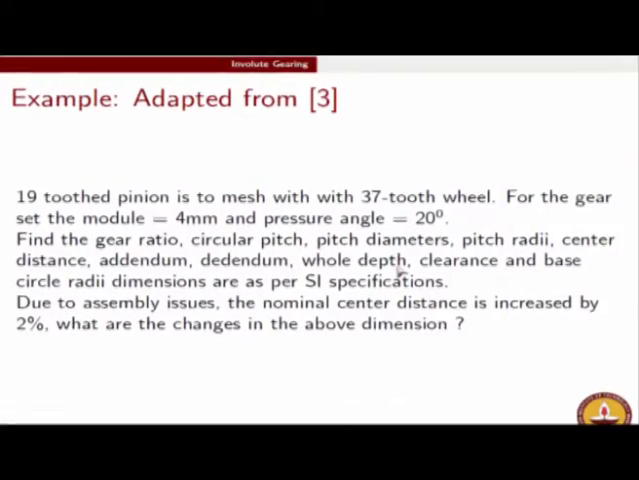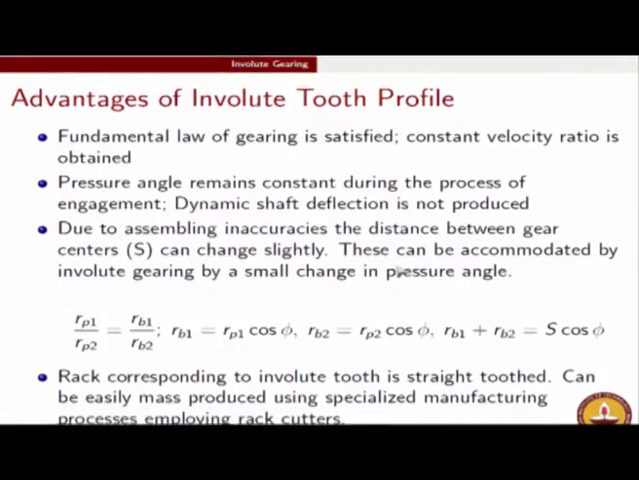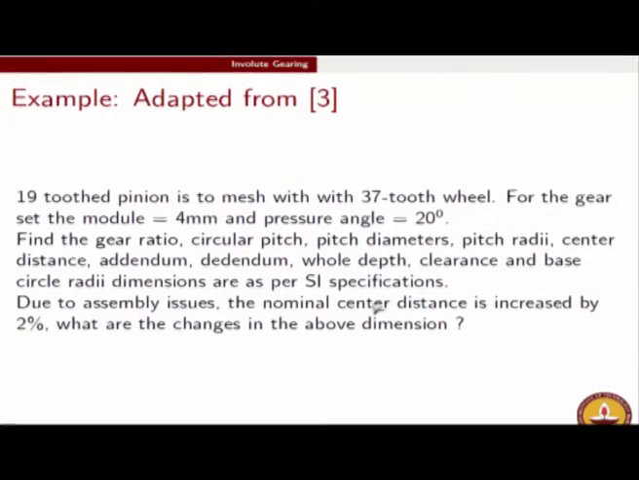So I think I will end here. We will start from here in the next class, where I will demonstrate this third bullet, that is, how assembly related inaccuracies can be accommodated through involute gearing, through a problem, which I will probably demonstrate in the next class, after which we will quickly give you the results of contact ratio and interference, and then we should have some time left to do some gear train analysis also.